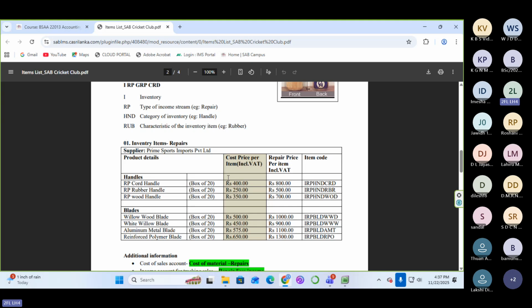When you are using that item for repairing, then you are charging that selling price from the customer. Right? That is basically the selling price of that particular repair item. And then finally you can see the item code.